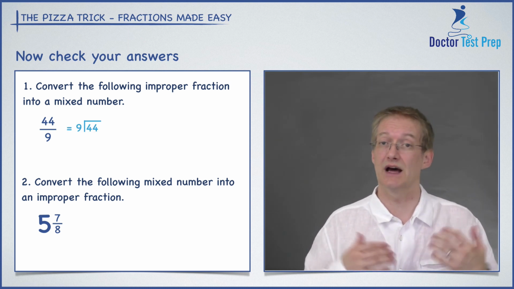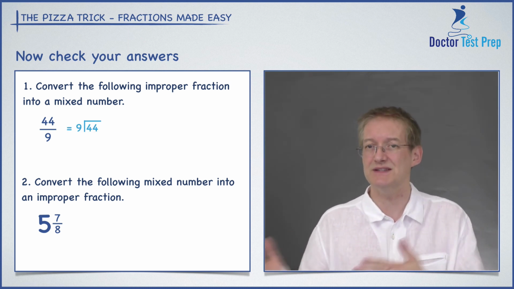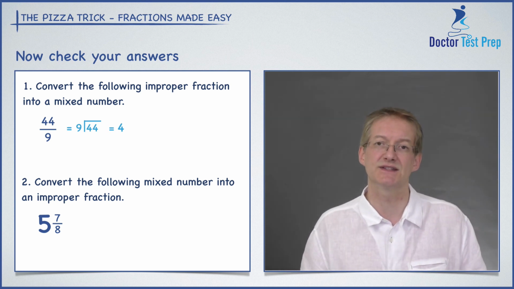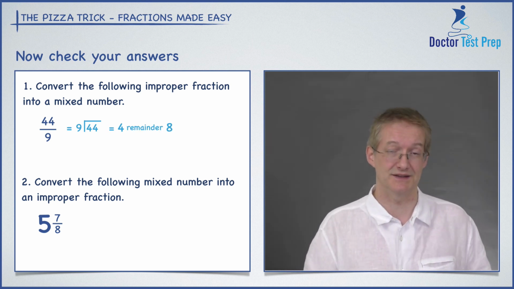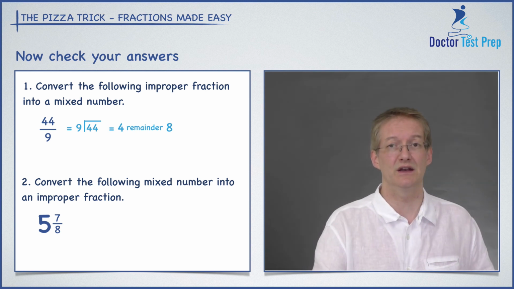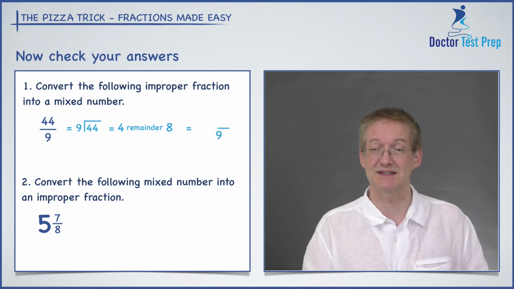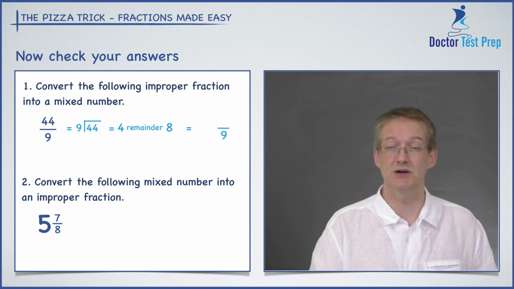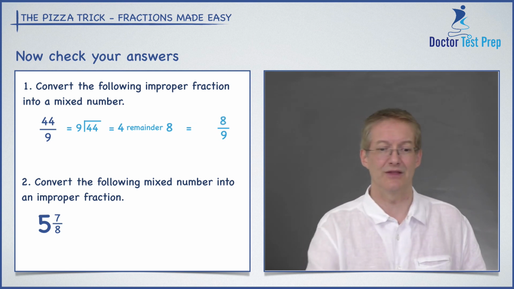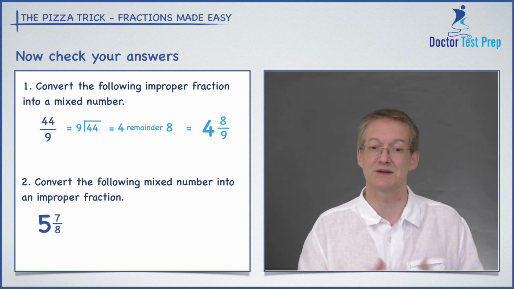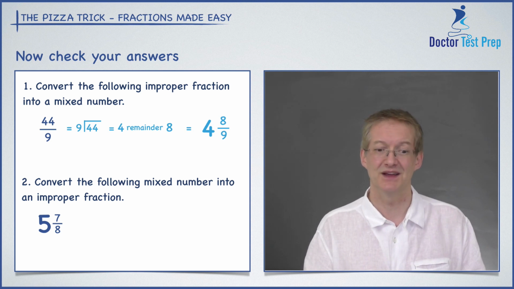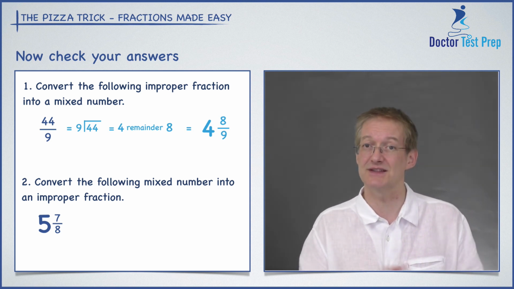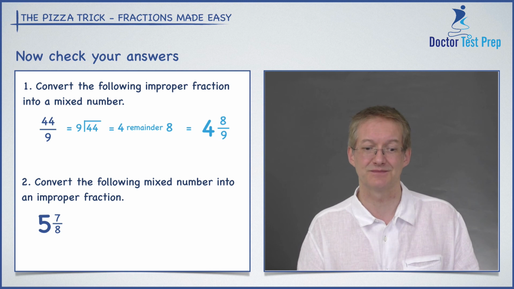When we do that, that goes in a whole number of times, 4, plus a remainder. So 4 times 9 is 36, that gives me a remainder of 8. Remember, the denominator stays the same, so that 9 stays on the bottom. The remainder becomes our new numerator, and the 4 goes in front of the fraction like that, so we have 4 and 8 ninths. So 44 over 9 is exactly the same thing as 4 and 8 ninths.